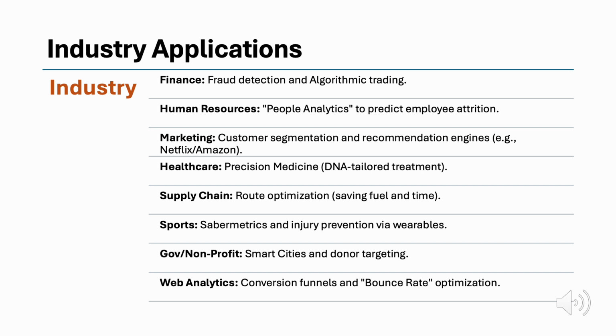Human resources: people analytics. HR isn't just about gut feelings anymore. Companies use analytics to reduce employee attrition. By analyzing patterns in performance, PTO usage, and engagement, firms can predict which employees are likely to quit and intervene before they do.